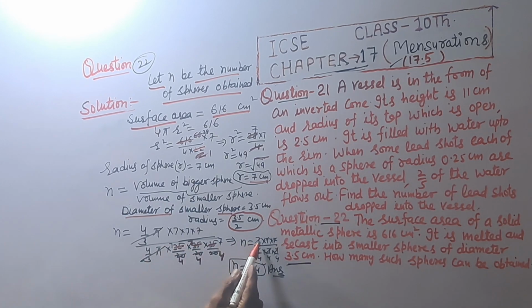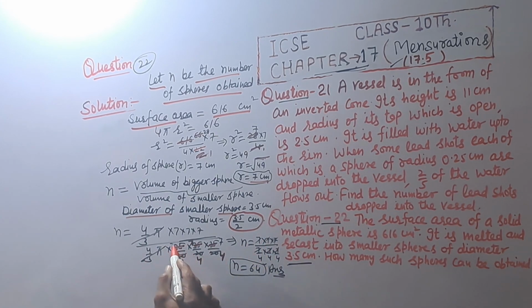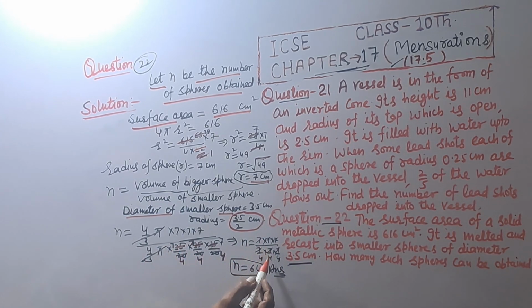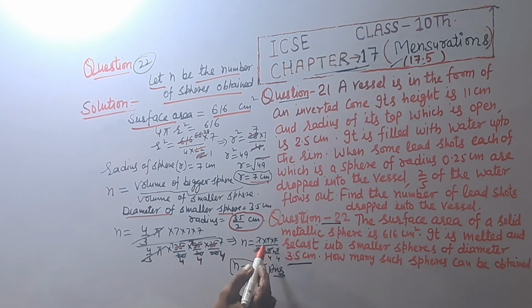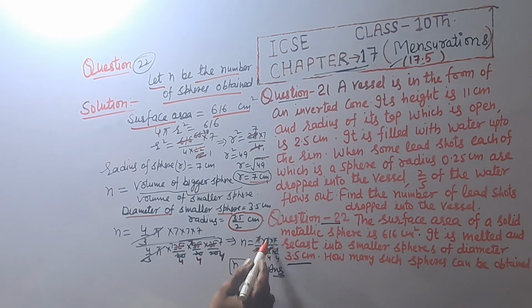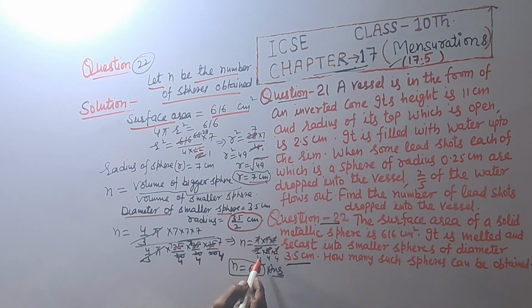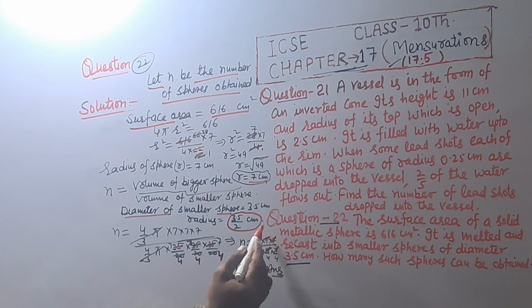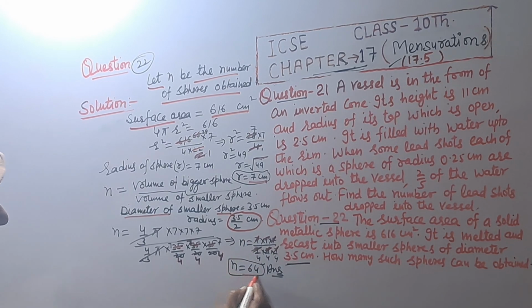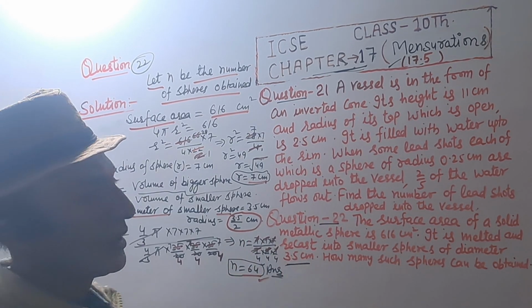So n is equal to 7 into 7 into 7 divided by 7 upon 4 into 7 upon 4 into 7 upon 4. 7 7 is cancelled, 7 7 is cancelled, 7 7 is cancelled, and 4 into 4 into 4, that is equal to 64. Multiply by numerator, we get n is equal to 64. Answer. Thank you.